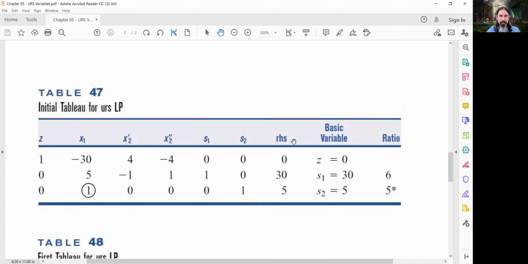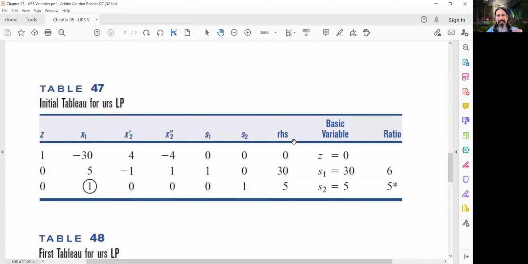From here I need to find the most negative value in the objective function, because it's a maximization problem, which is minus 30. So I will get the ratios for 5 and 1. 30 over 5 is 6, 5 over 1 is 5. So this is my pivot point. This is already 1, so I don't need to change this row anyway.